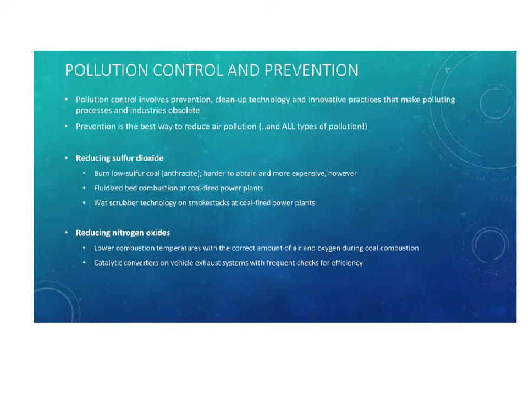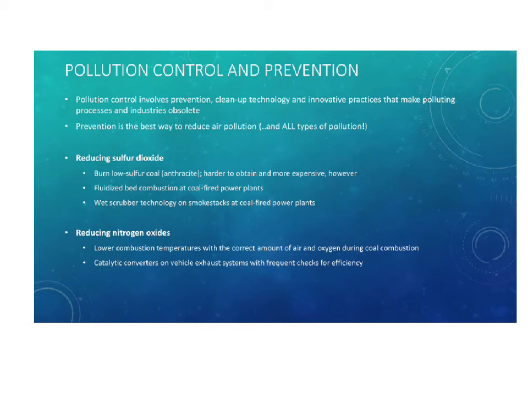So how do we reduce sulfur dioxide? Well, you can burn lower sulfur coal, such as anthracite coal. However, anthracite is harder to obtain. It's that quote-unquote hard coal, and anthracite is more expensive. You can also do fluidized bed combustion at coal-fired power plants, and we're going to see a graphic on that, and I'm going to talk a little bit more about that. We can also employ wet scrubber technology on smokestacks at coal-fired power plants to reduce sulfur emissions.